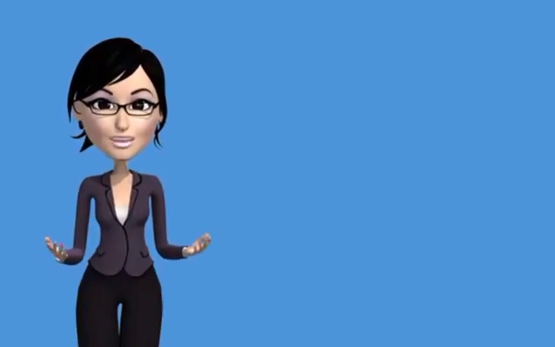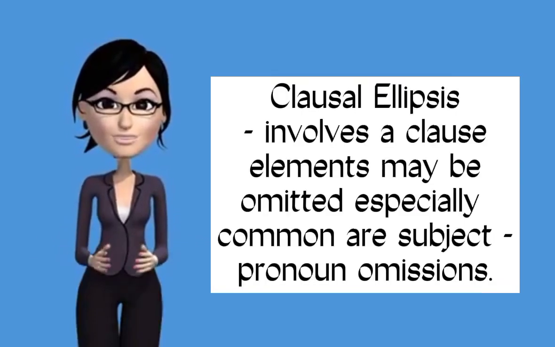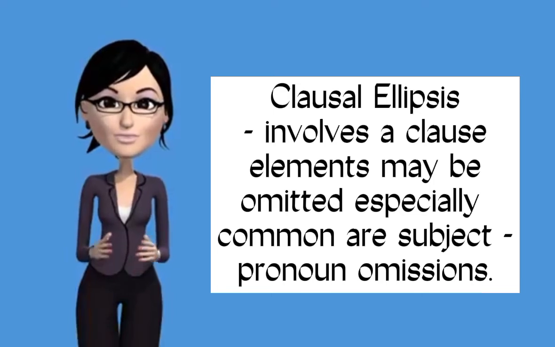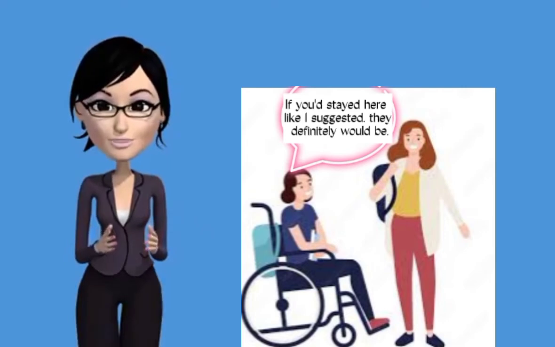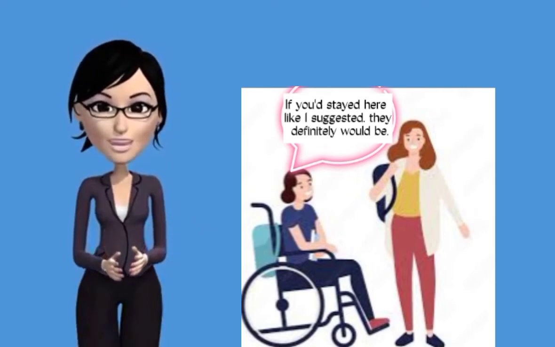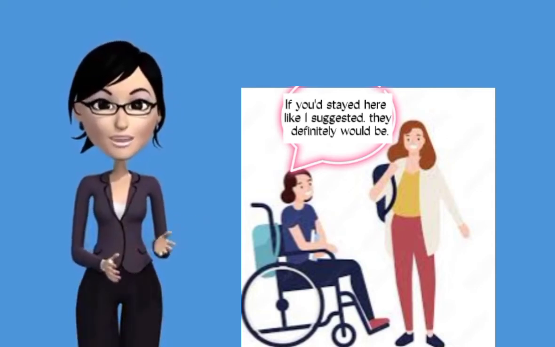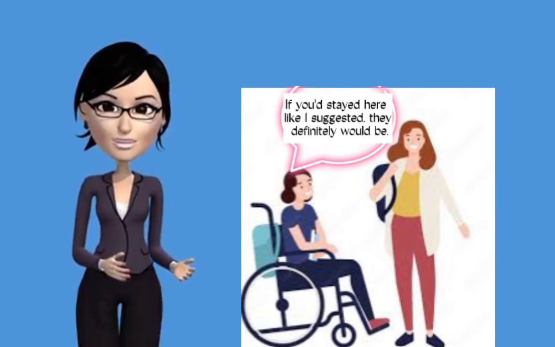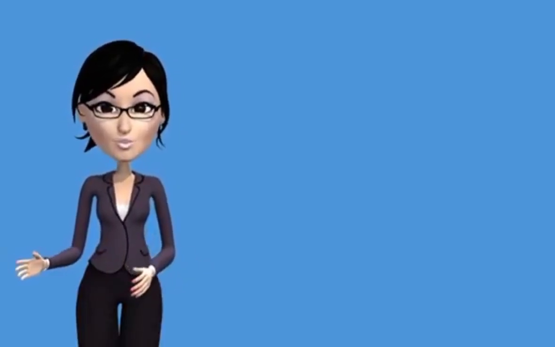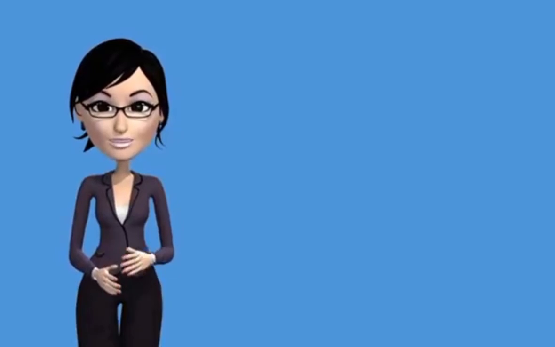Thirdly, we have clausal ellipsis. Clausal ellipsis involves clause elements that may be omitted. Especially common are subject pronoun omissions. Whole stretches of clausal components may also be omitted. Example: "If you'd stayed here like I suggested, they definitely would be." This type of sentence is clausal ellipsis because it has some kind of substitute for the main verb and the object pronoun, producing the form: if you stayed here like I suggested, they definitely would be done. Now, we are done with substitution and ellipsis.